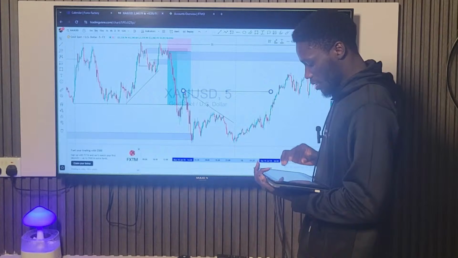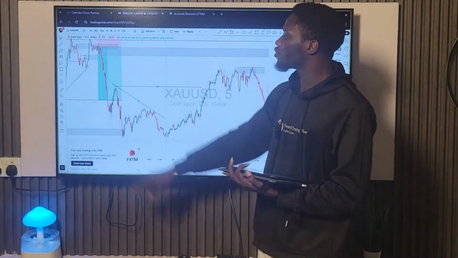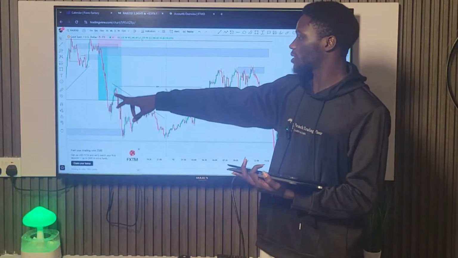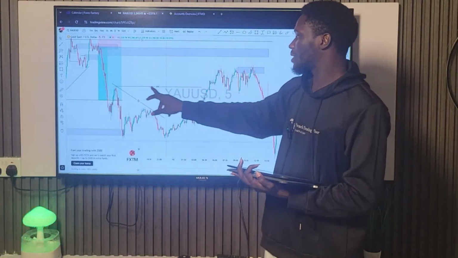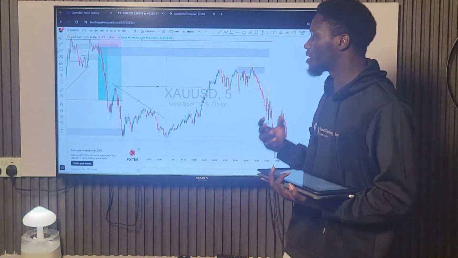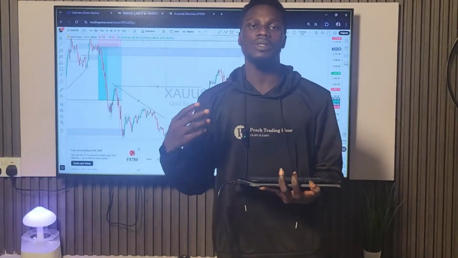And for that reason, these are inducements, right? These are valid pullbacks here, although we have another one here, but we choose this for inducement. That is to say, the moment price comes to take our inducement high, we will be looking for more opportunities to sell the market.